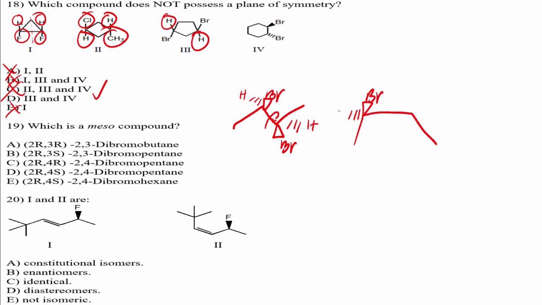Always have something on orientation. Of course, I explained this a lot in the previous video, but whatever was a wedge becomes a hash, and whatever was a hash becomes a wedge. And so a bromine on a wedge is different from a bromine on a hash. So that's not symmetrical. It's not symmetrical, therefore it cannot be meso. So answer choice A is incorrect.